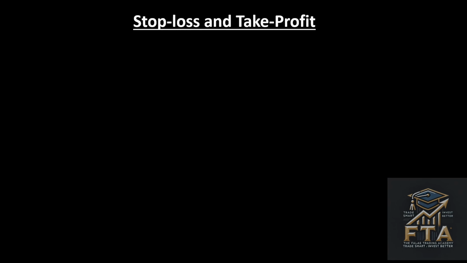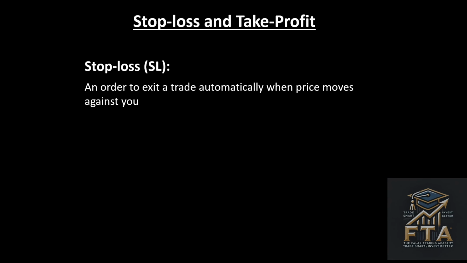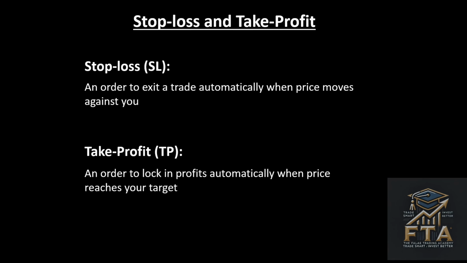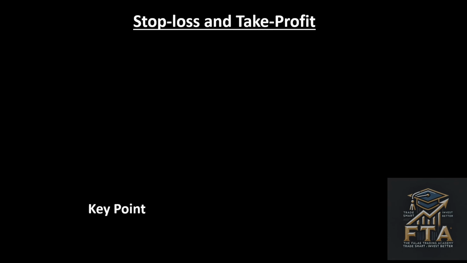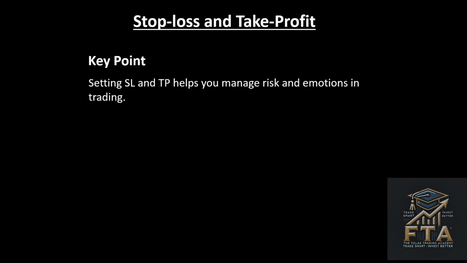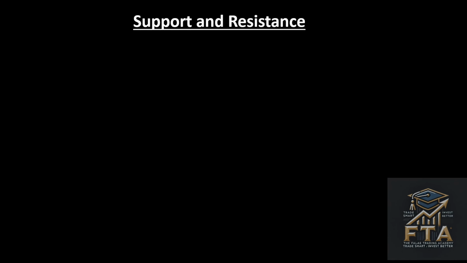Stop loss and take profit. Stop loss, or SL, is an order to exit a trade automatically when price moves against you. Take profit, or TP, is an order to lock in profits automatically when price reaches your target. Key point to note with stop loss and take profit: setting them helps you manage risk and emotions in trading.